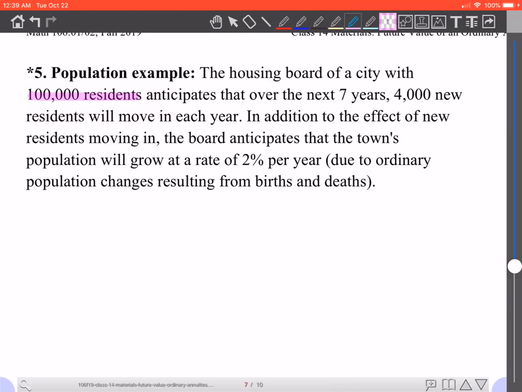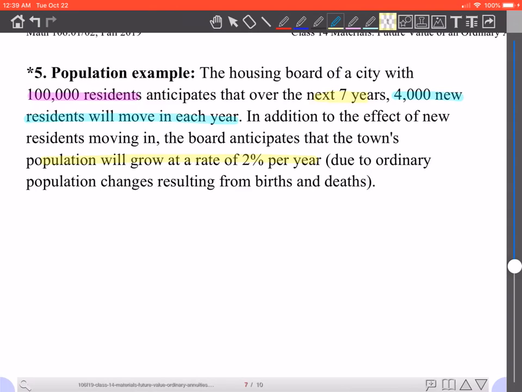And we anticipate that over the next 7 years, 4,000 new residents will move in each year. So that's the next 7 years. Population will grow at a 2% per year rate. This is ignoring details about births and deaths. We're just going to assume a steady rate of 2% per year increase.